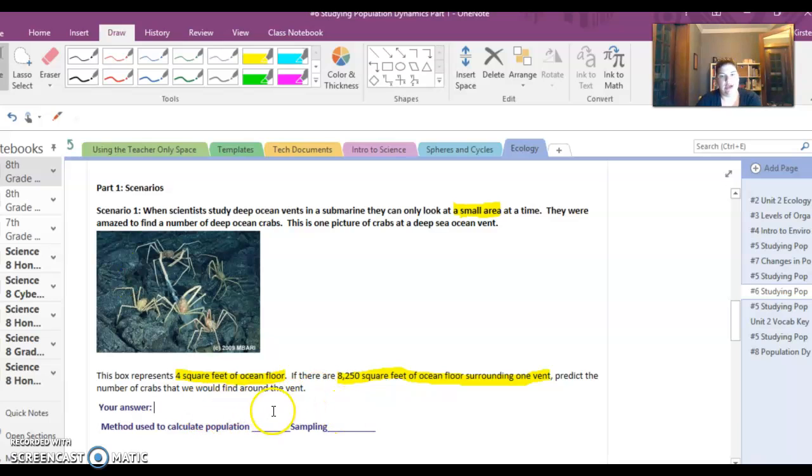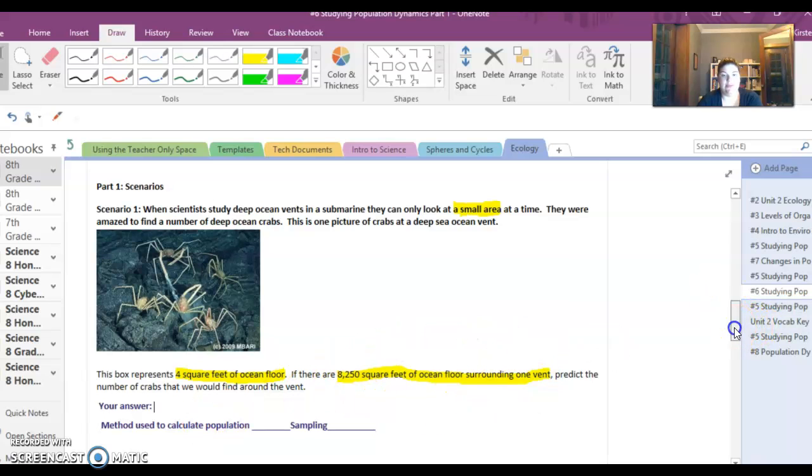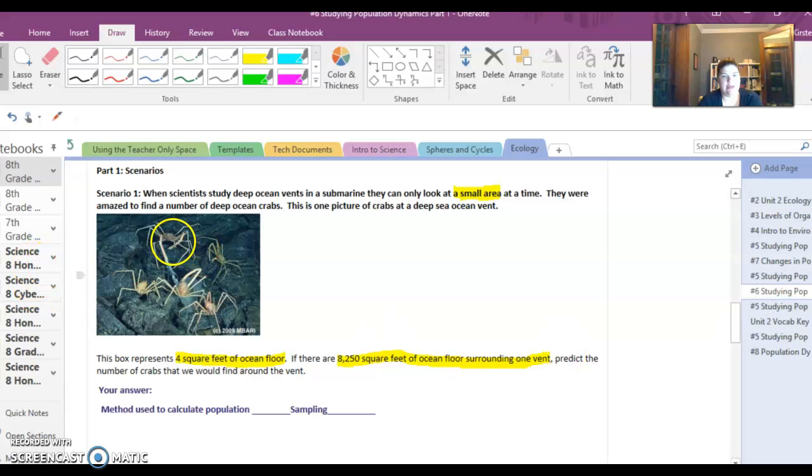And to find my answer, I need to first figure out how many crabs per square foot there is, and then I can multiply that over my entire area. So to do this, I would look at the image and I would say I see 1, 2, 3, 4, 5 crabs, and I know that there are 5 crabs per 4 square feet. So I would do 5 crabs divided by 4 feet squared, and that would give me 1.25 crabs per square foot.